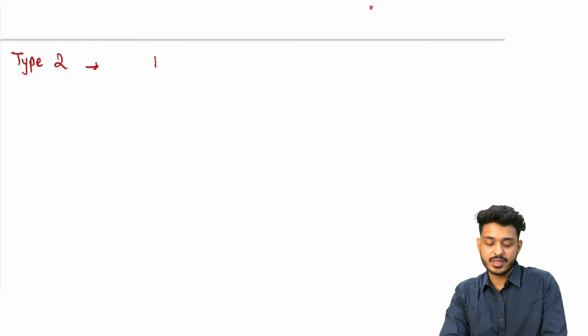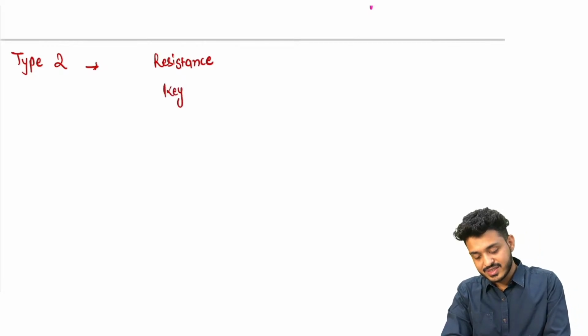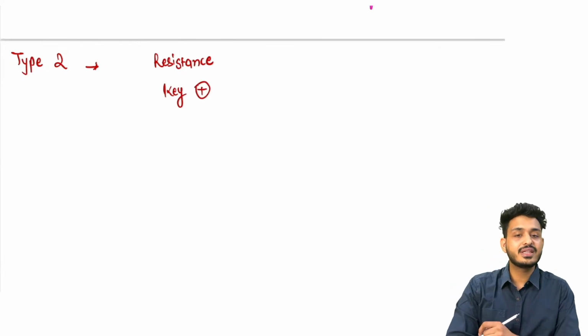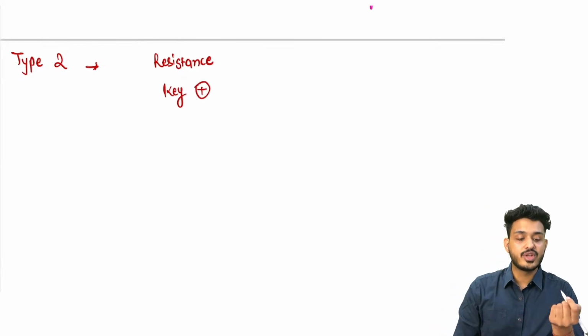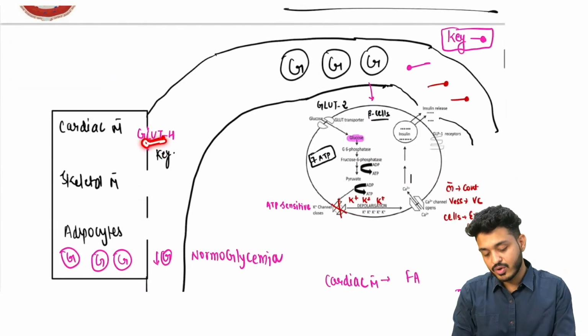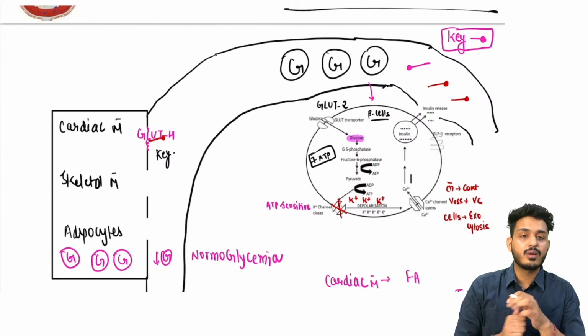It is the resistant type of diabetes. Here you will be having the key, yes or no? Do you have the key here? What is the key? The key is the insulin, right? So do you have the key? Yes, we have the key. But now this lock is jammed. You are not going to open this lock. The key is also there, but sir, there is some problem with the lock.